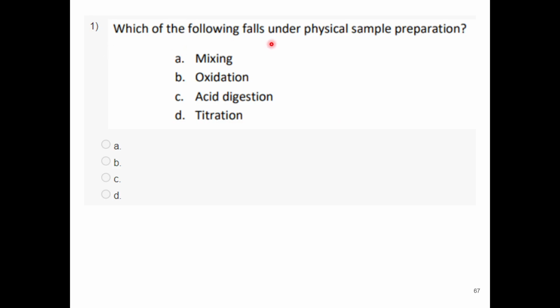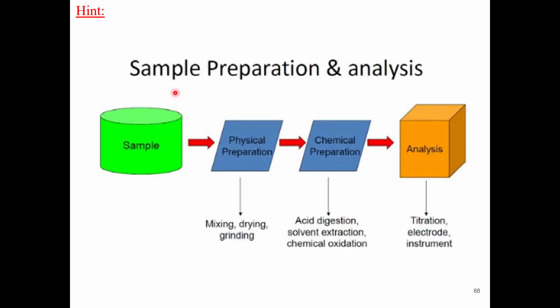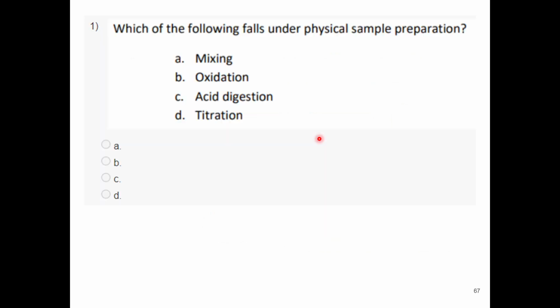So first question: which of the following falls under physical sample preparation? A, mixing; B, oxidation; C, acidization; or D, titration. Out of this, which falls under physical sample preparation? As we studied in the beginning, in sample preparation and analysis there are three parts: one is physical preparation, one is chemical preparation, one is analysis. We are being asked which falls under physical preparation.